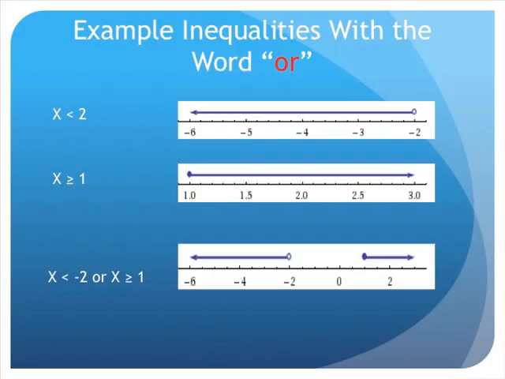x is less than negative 2, or x is greater than or equal to 1. Here we have a two-part graph on the same number line. We have an open circle on negative 2, and it extends in the negative direction, which shows that x is less than negative 2. And we have a closed circle on 1, and it extends in the positive increasing direction, which shows that x is greater than or equal to 1.